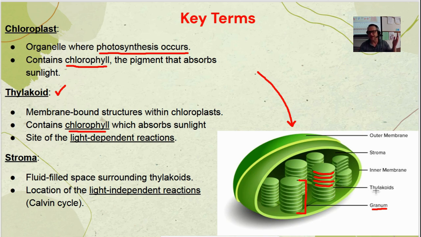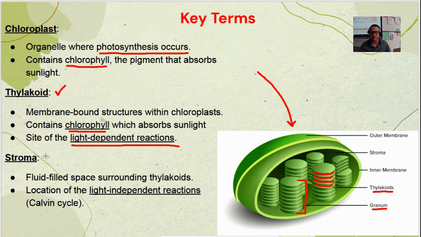So why do we care about the thylakoids? Well, that's the site of where the first reaction in photosynthesis takes place. It's called the light dependent reaction. There's two different reactions in photosynthesis. The first one's called the light dependent reaction and occurs here in these green discs called the thylakoids.